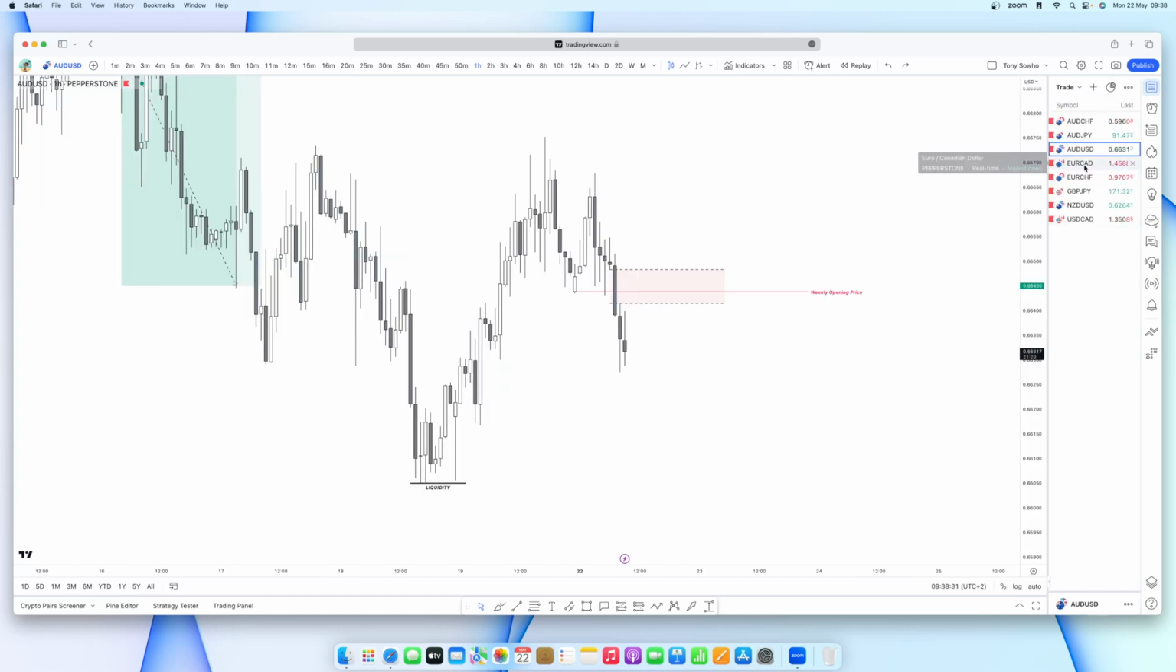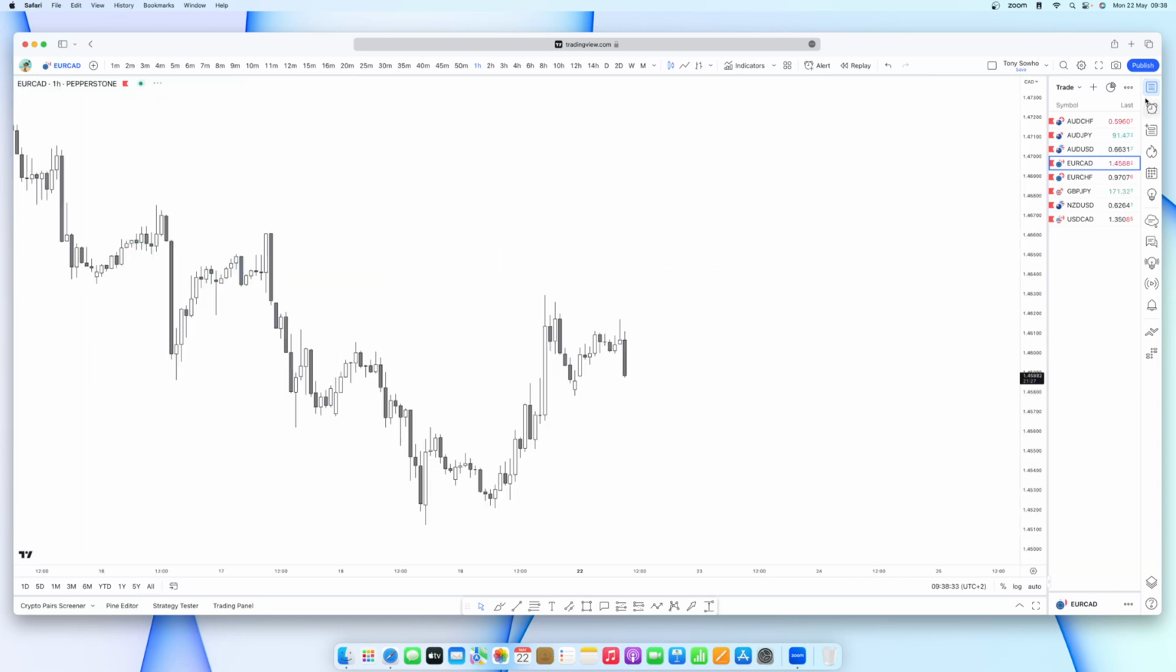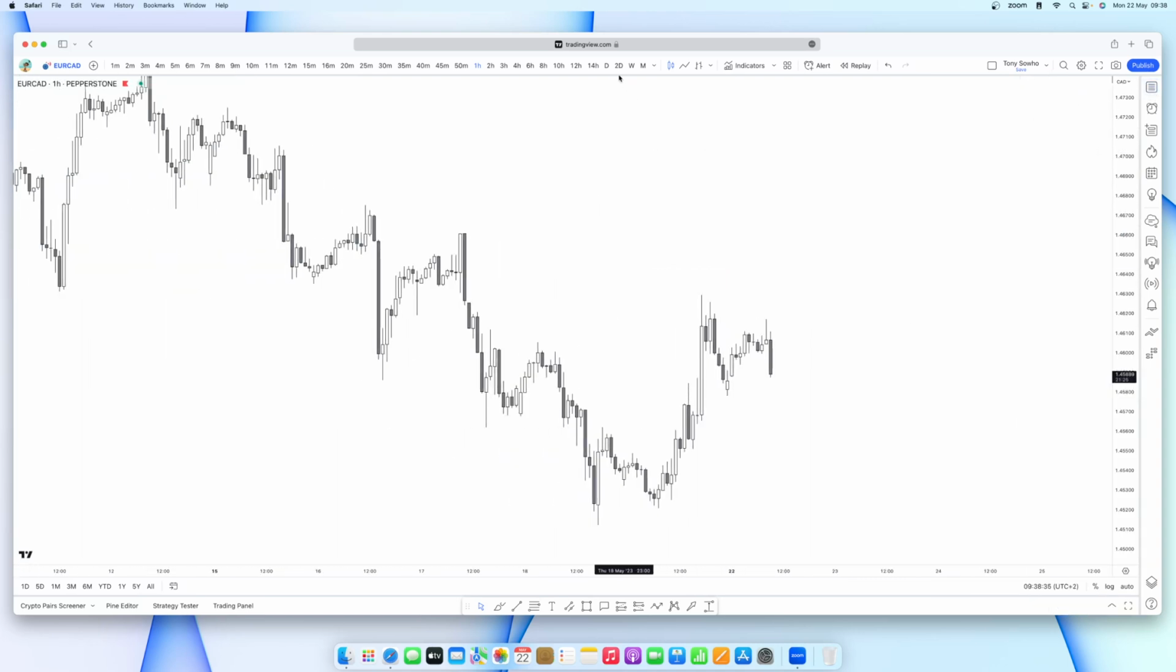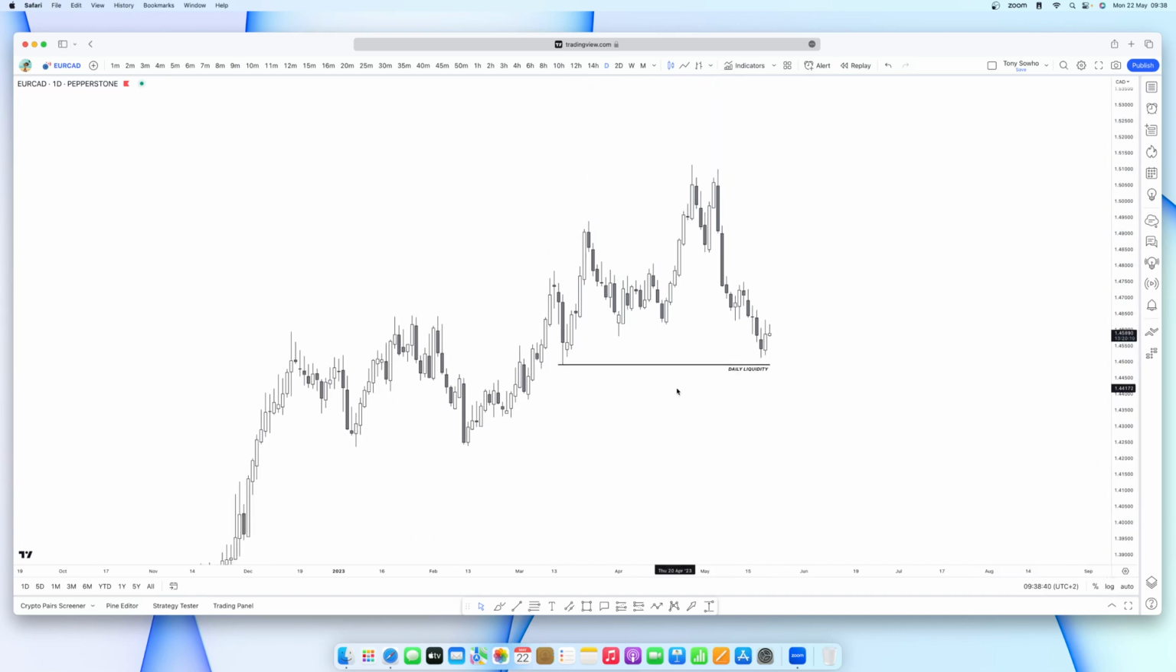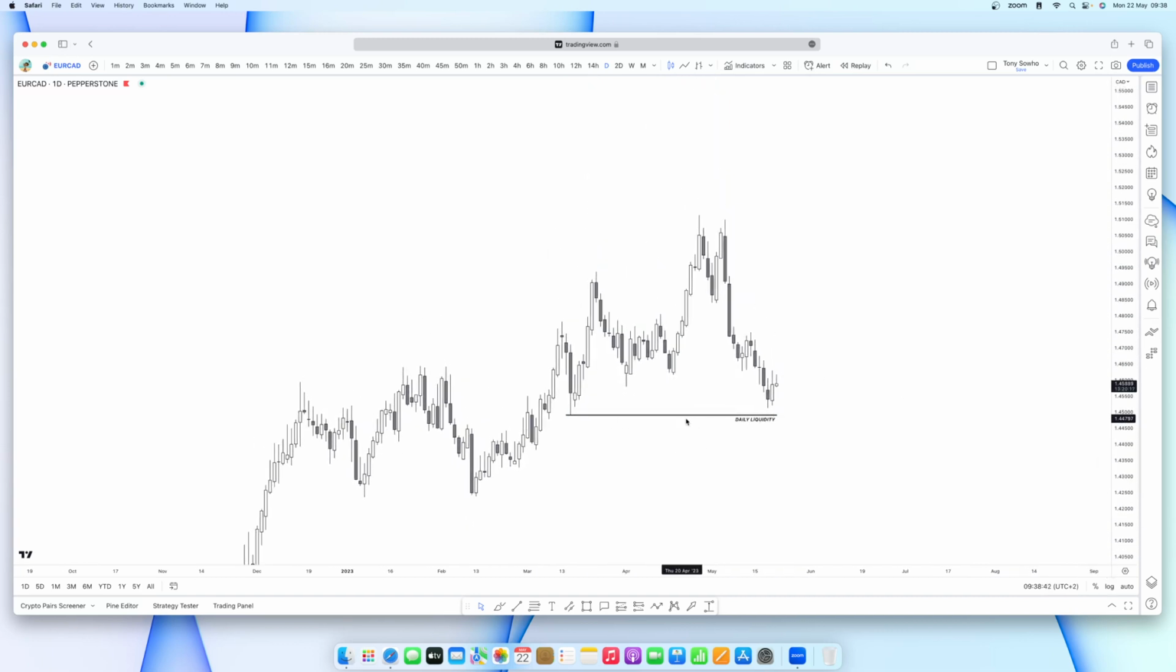And then for EuroCAD on the daily time frame. So EuroCAD on the daily time frame, you can see we have this daily liquidity. I'm sure you guys are used to this by now. I always go to the higher time frame to spot the liquidity, spot the imbalance and all, and I'm taking the entries on the smaller time frame. That's how I trade. Very simple.